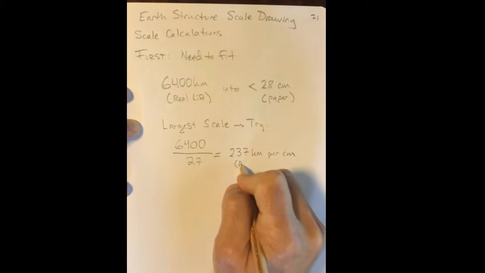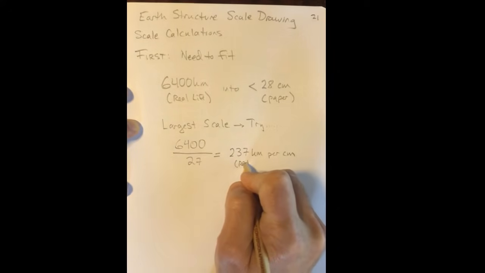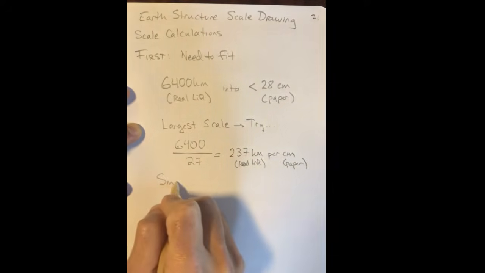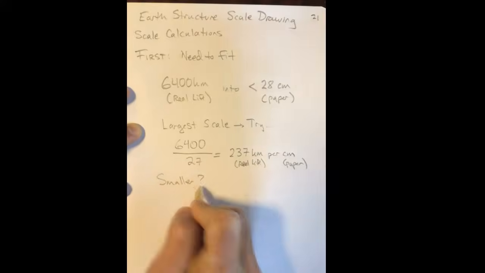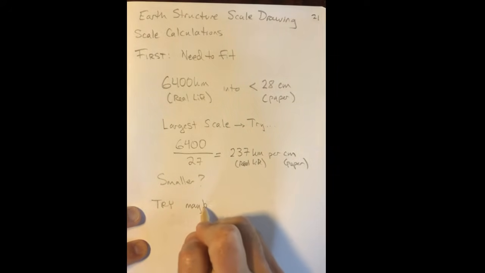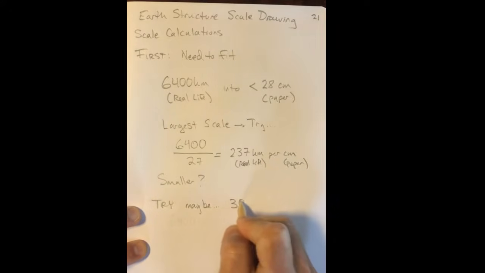The problem with using that scale is that it would fill the entire paper. It would leave me no extra space on the paper. So I think I'll try something a little bit smaller. I'm going to try a larger number of kilometers, and that will shrink my scale. It'll fit into a smaller space.